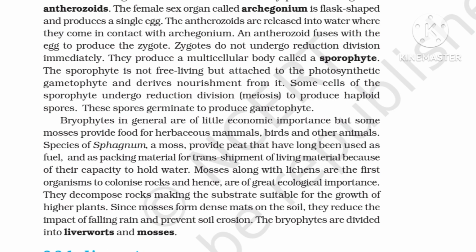Species of sphagnum, a moss, provide peat that has long been used as fuel and as packing material for transshipment of living material because of its capacity to hold water. Mosses, along with lichens, are the first organisms to colonize rock and hence are of great ecological importance. They decompose rocks, making the substrate suitable for growth of higher plants. Since mosses form dense mats on the soil, they reduce the impact of falling rain and prevent soil erosion.